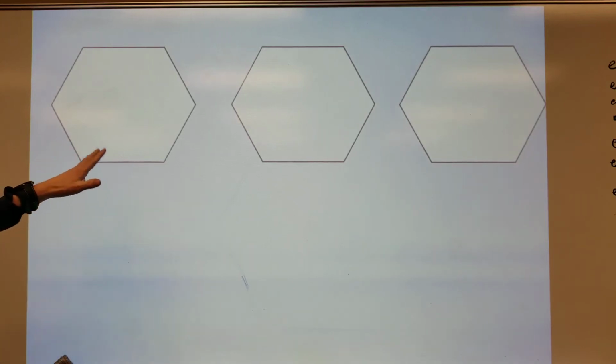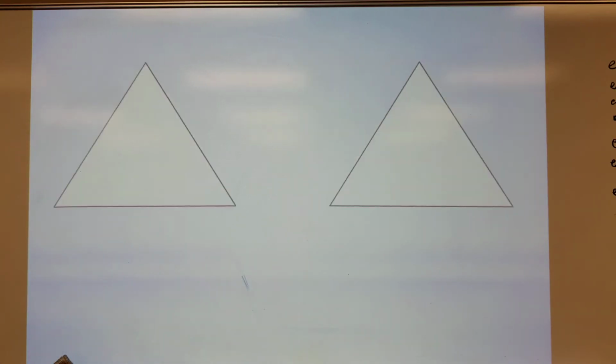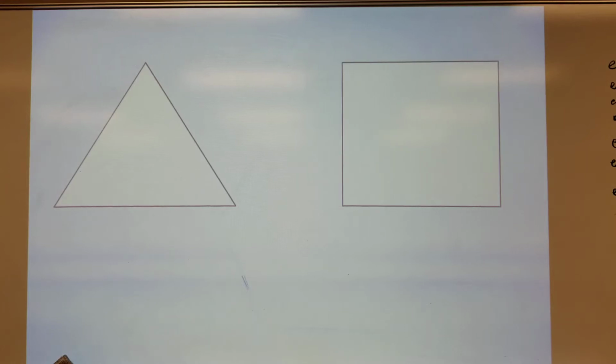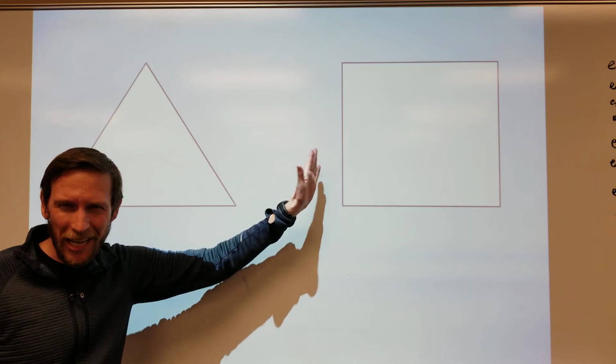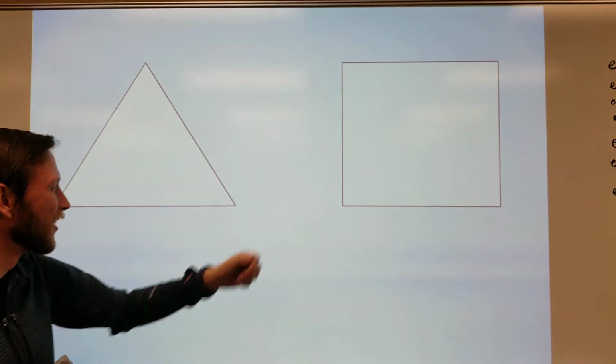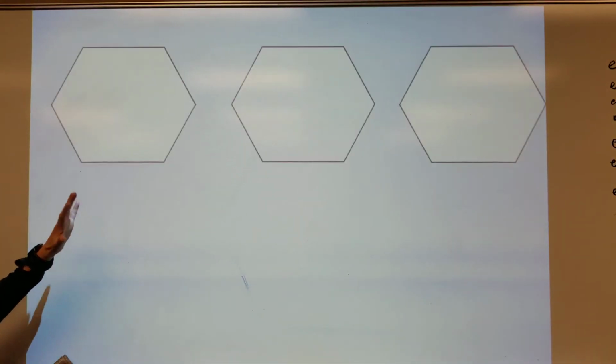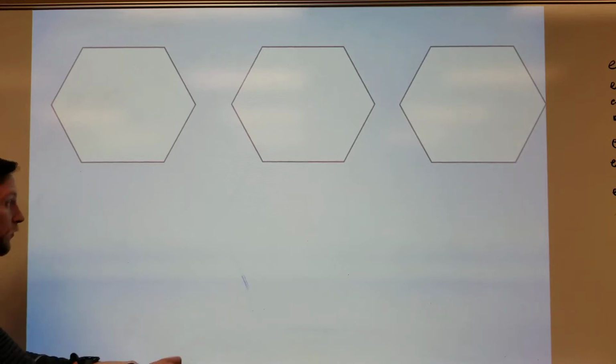We're going to deal with some regular hexagons, some regular triangles, and some squares as well. The squares are a little silly, because if we know the sides, we can just square the side, or multiply it by itself. So we're going to do some fancy stuff here in just a little bit.